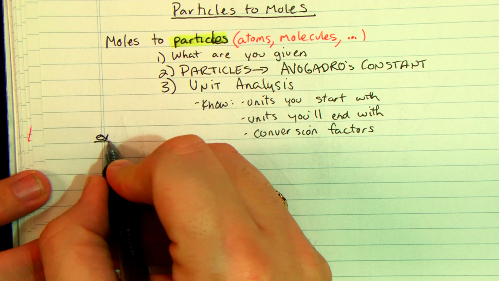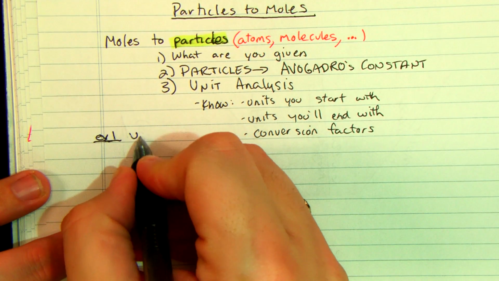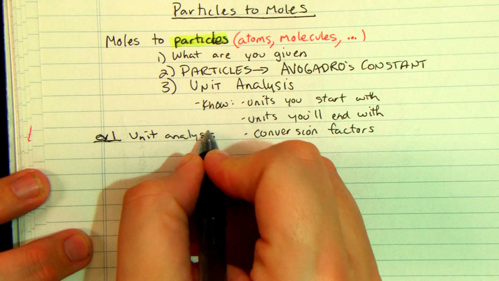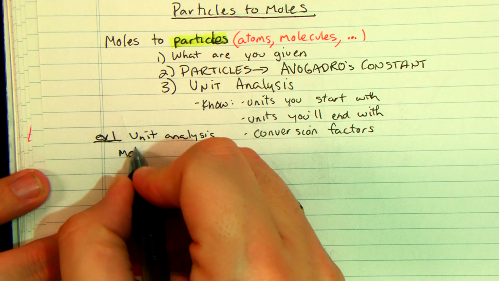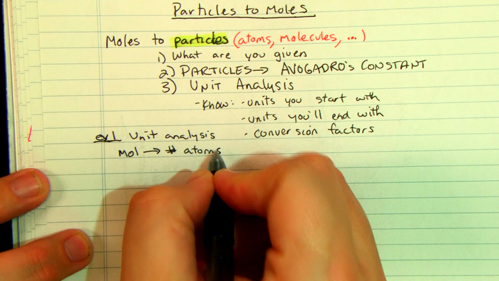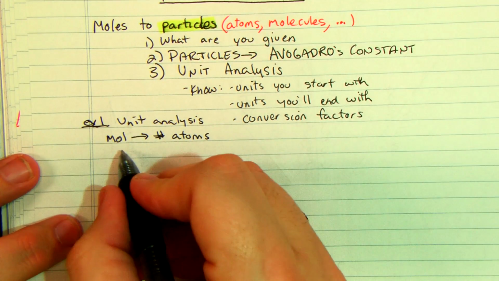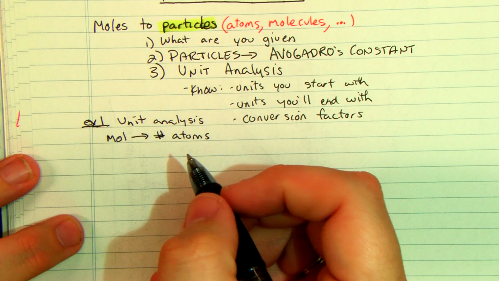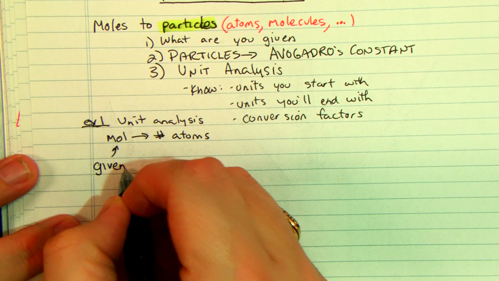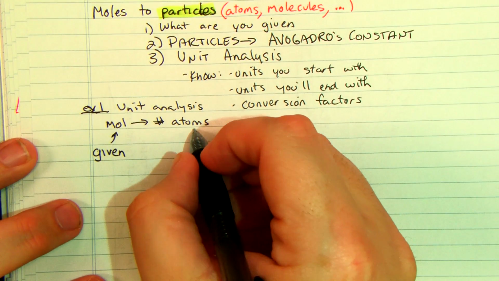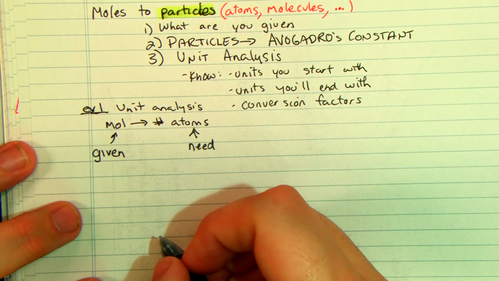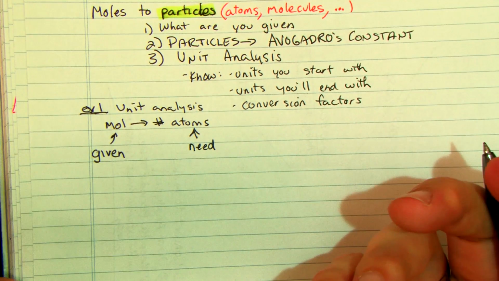Example 1, we're just going to do the unit analysis of it. So we're going to go moles to number of atoms. Now, what are we given? Yeah, we're given moles. So that's our given. And that's what we need. So basically it's what you got and what you need.